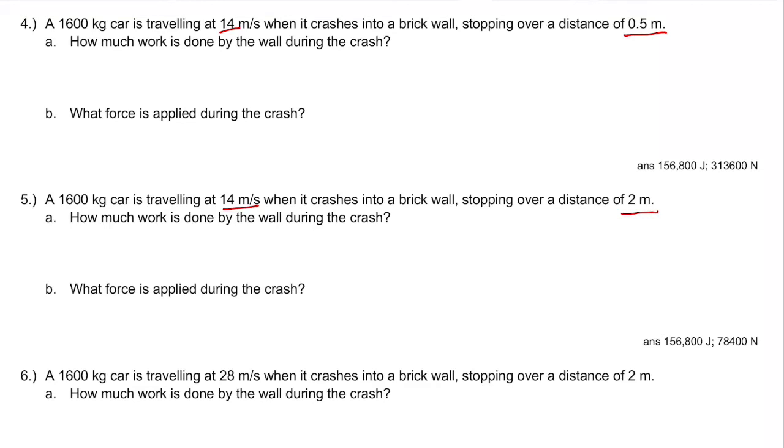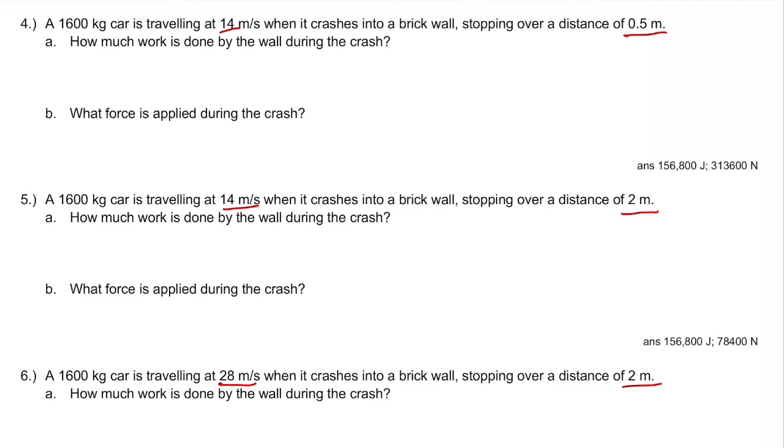So think about tossing an egg, taking 0.5 meters to bring that egg to rest once your friend tosses it to you, or taking 2 meters, right, backing up and cradling it. Next, we'll double the speed of the car to 28 meters per second and stop it in that same distance as the previous problem, 2 meters. What do you think will change between the works and the forces during these problems?